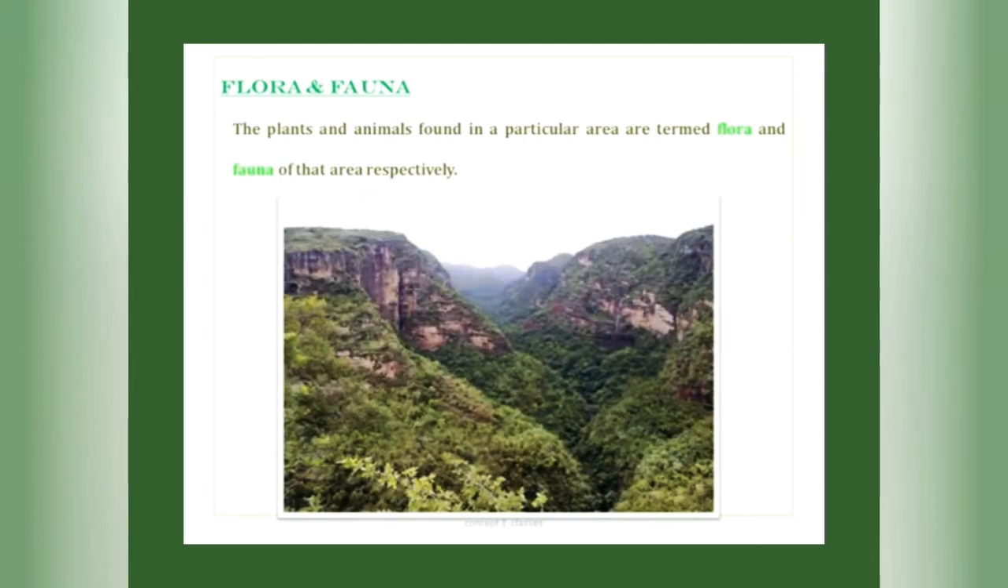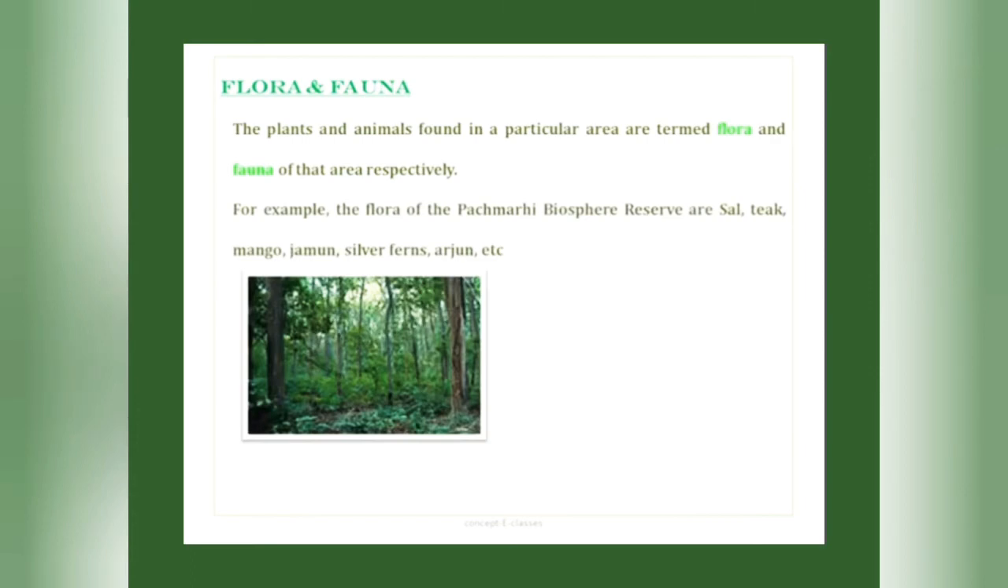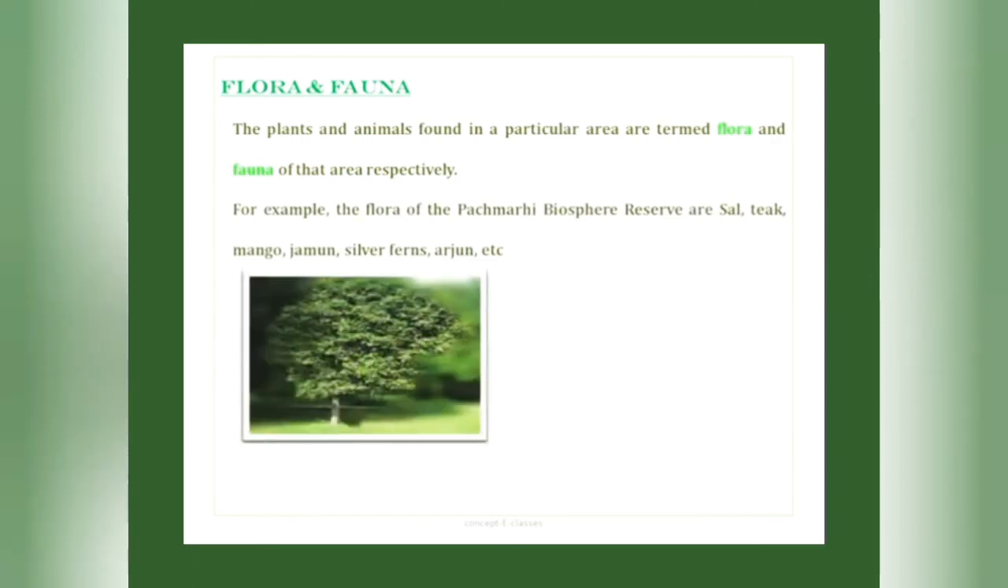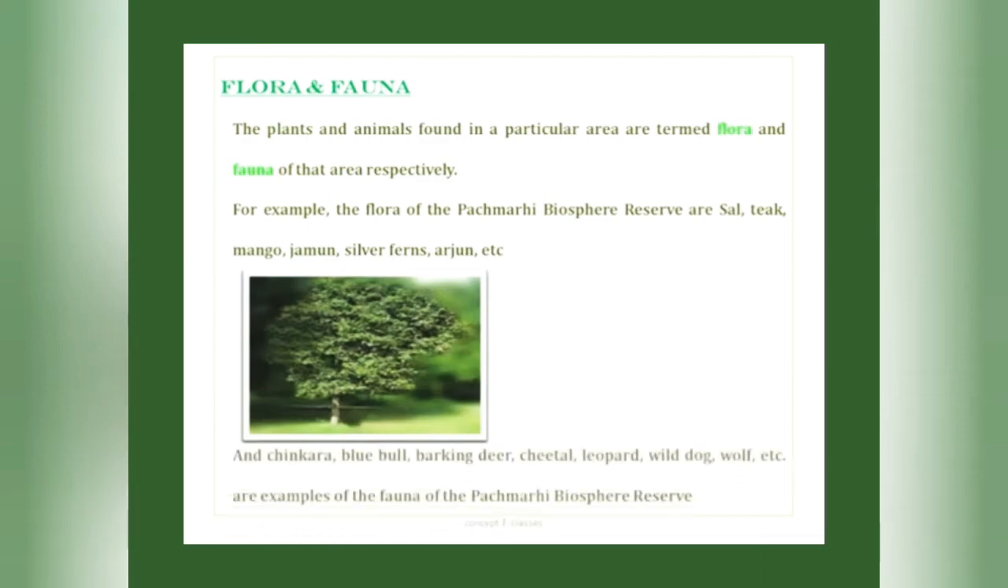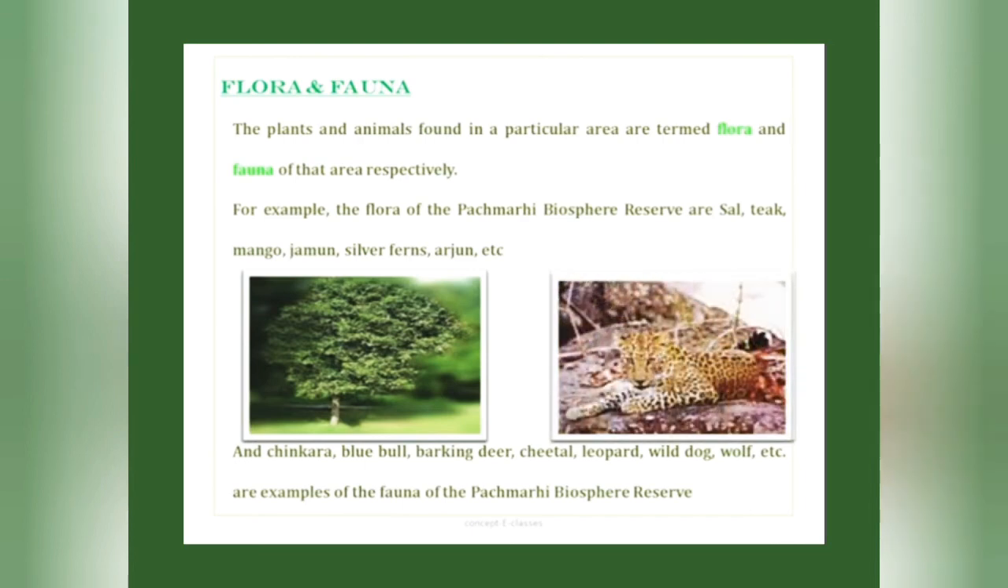This is a Pachmarhi Biosphere Reserve, and the plants found in Pachmarhi Biosphere Reserve are sal, teak, mango, jamun, silver ferns, arjun, etc. And the fauna are blue bull, barking deer, cheetah, leopard, wild dog, etc.